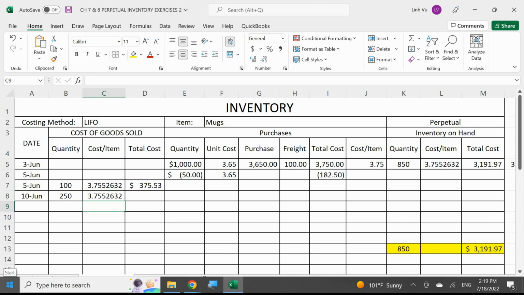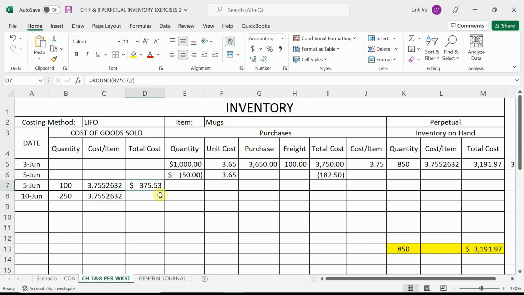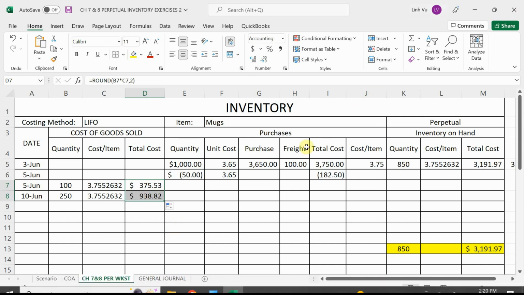So if I were to sell 250 items, which cost me $3.75 each, how much is my grand total cost of goods sold? It's $938.82. Good. So now, do I no longer have 850 units? Because I just sold 250.